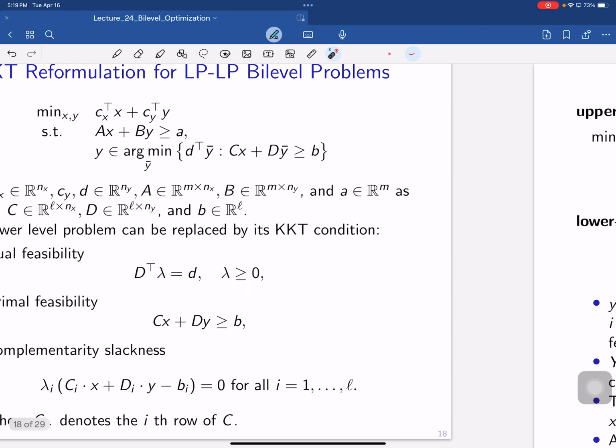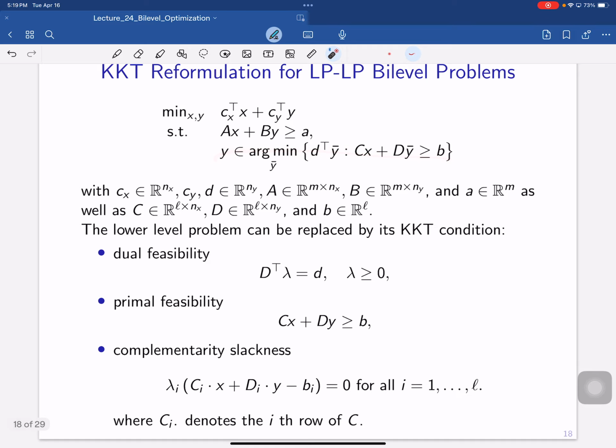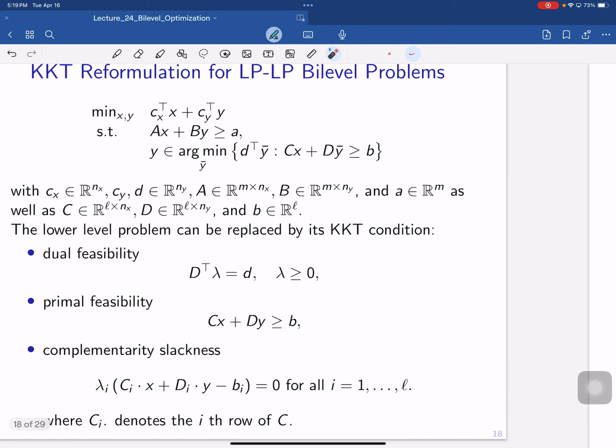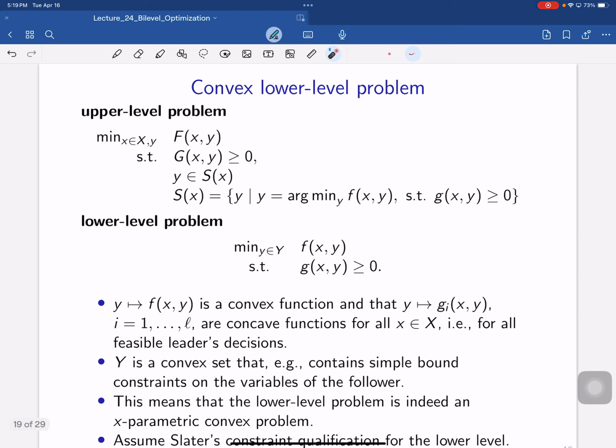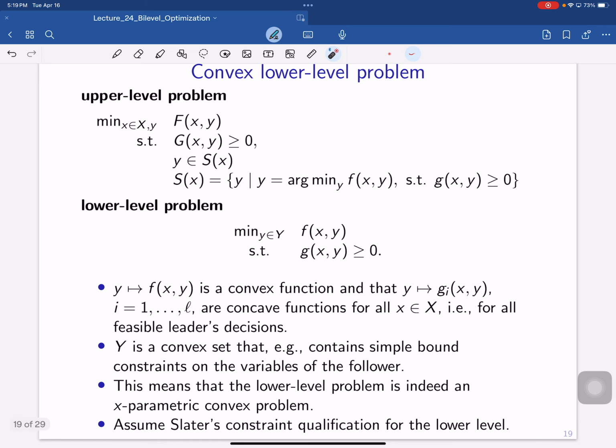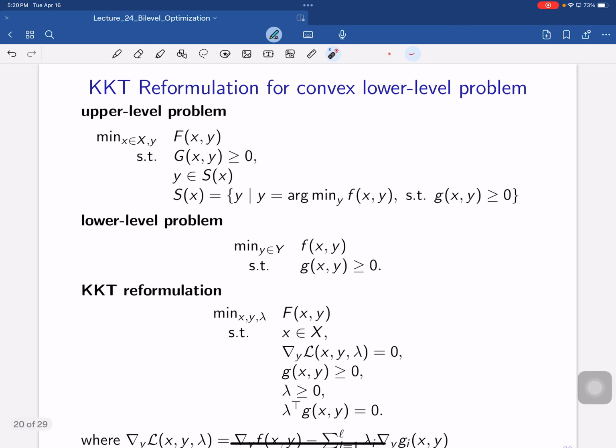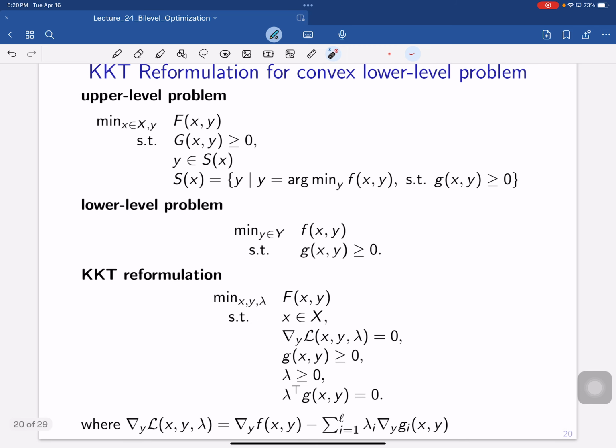Then you can just replace this constraint with these three constraints to solve a single level problem, right? And similarly for a convex lower level problem. If you assume this particular problem with respect to y is a convex nonlinear programming problem, then you can also use the KKT conditions, since KKT conditions will be necessary and sufficient if you assume, let's say, Slater's condition holds for the lower level problem. Okay, now we can reformulate that using the KKT reformulation.